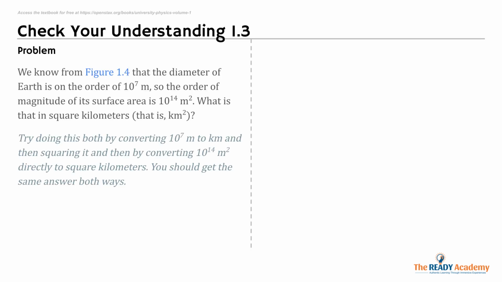Check your understanding 1.3. Problem. We know from figure 1.4 that the diameter of Earth is on the order of 10 to the 7 meters, so the order of magnitude of its surface area is 10 to the 14 meters squared. What is that in square kilometers, that is, kilometers squared? Try doing this both by converting 10 to the 7 meters to kilometers and then squaring it, and then by converting 10 to the 14 meters squared directly to square kilometers. You should get the same answer both ways. Solution. 10 to the 8 kilometers squared.